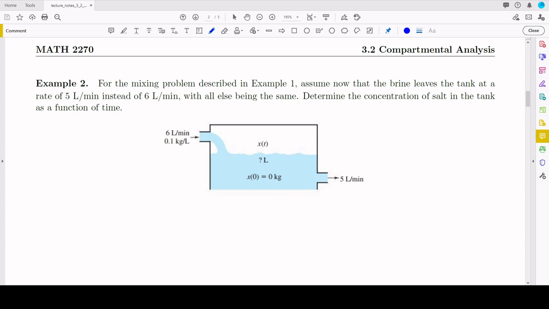So let's start out by defining our x of t. x of t is the amount of salt in the tank at time t.